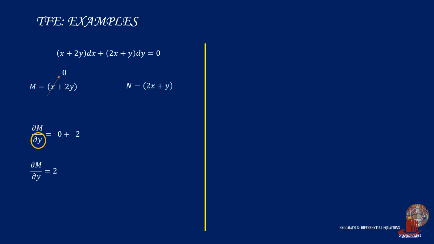Now take the other term and denote it as N. Again, take the partial derivative of N with respect to x this time. Since we are deriving with respect to x, the variable y is considered constant. Thus, the derivative of 2x is 2, but the derivative of y, which is a constant, will be 0. To simplify, we get the partial derivative of N with respect to x as 2, which is the same as that of the partial derivative of M with respect to y. So we can conclude that the differential equation is an exact DE.